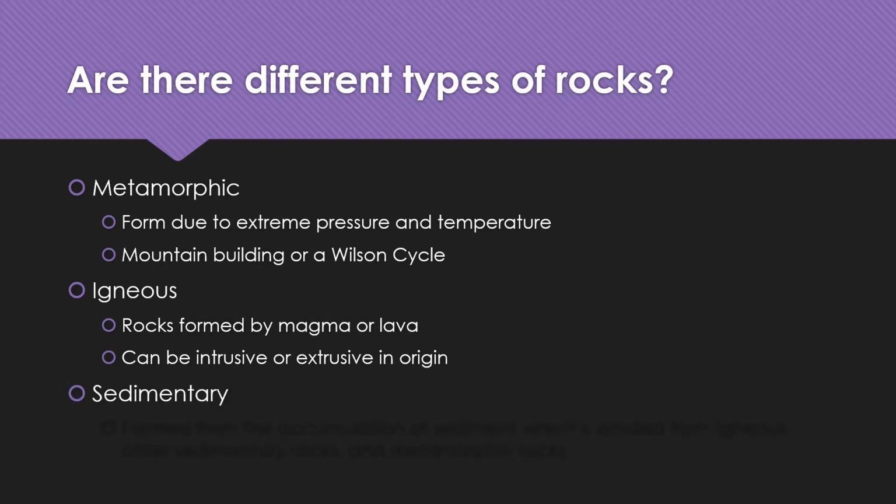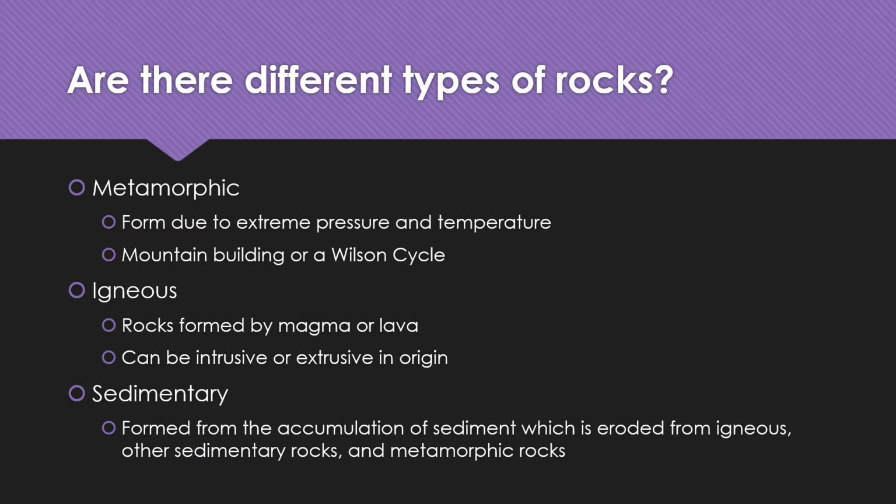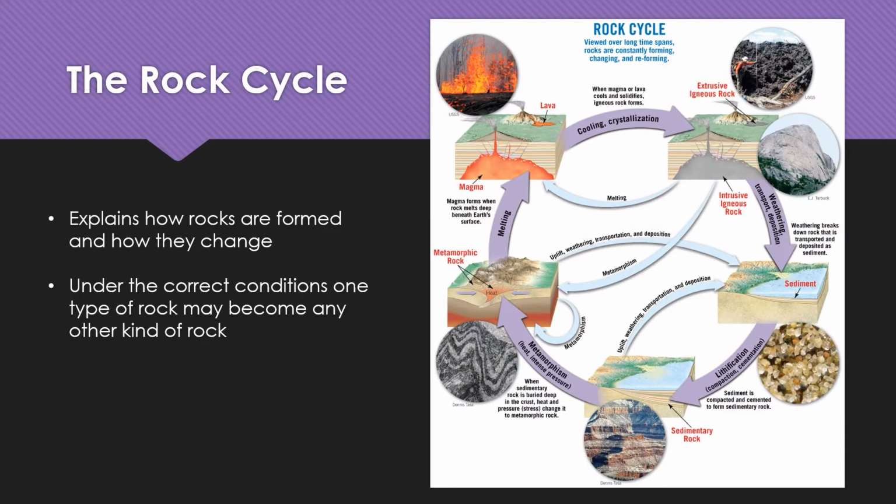And then we have sedimentary rocks. These are formed from the accumulation of sediments which are eroded from igneous, other sedimentary rocks, or metamorphic rocks. As I mentioned in our first class, in science we really like to explain things in the form of cycles. So this is the rock cycle, and we use it to explain how rocks are formed and how they change.